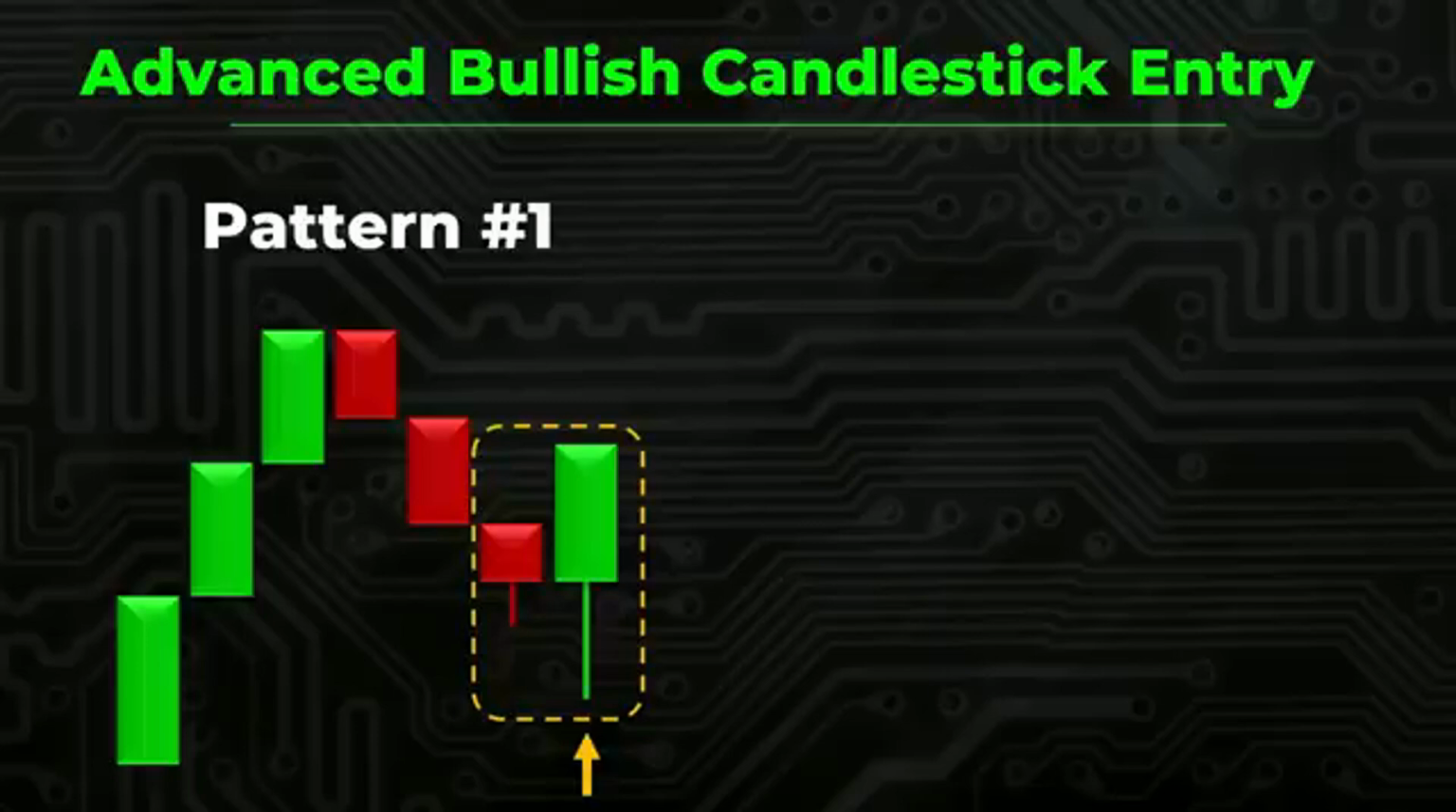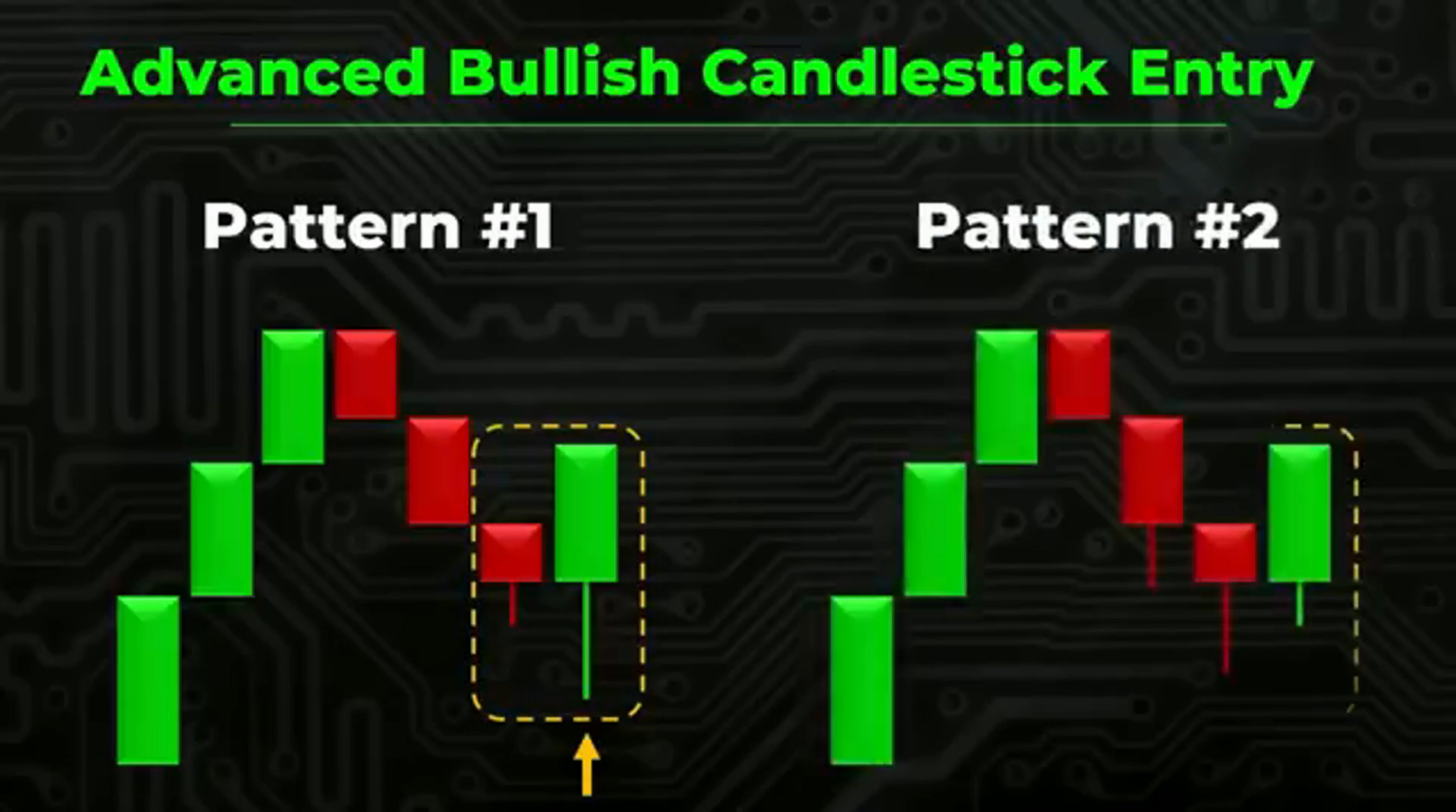We will open the trade at the close of the green candle and place our stop loss below it, which is our latest swing low. This was entry number 1. Now let's take a look at entry number 2. The second engulfing pattern is highly similar to the first one.